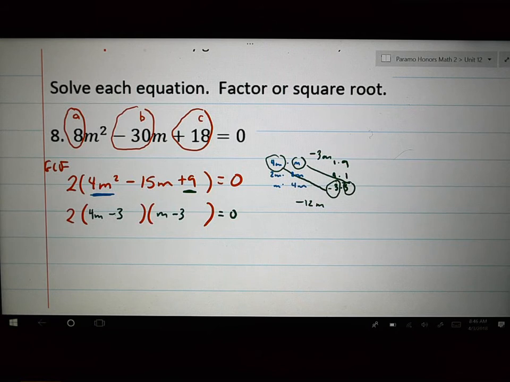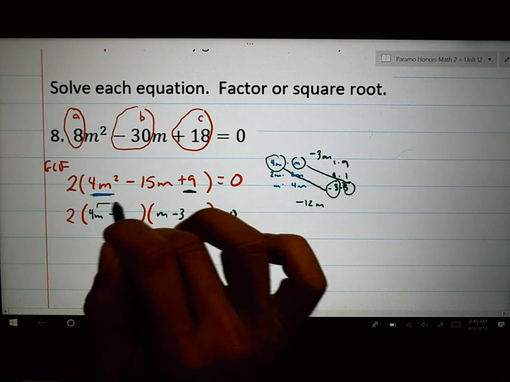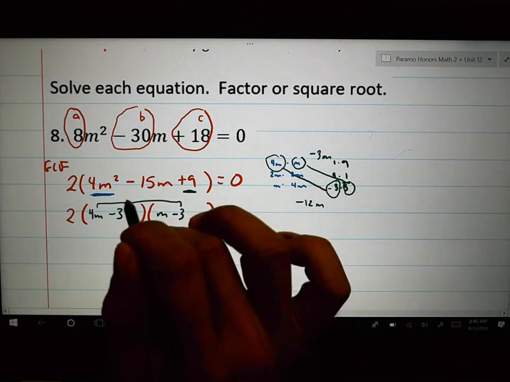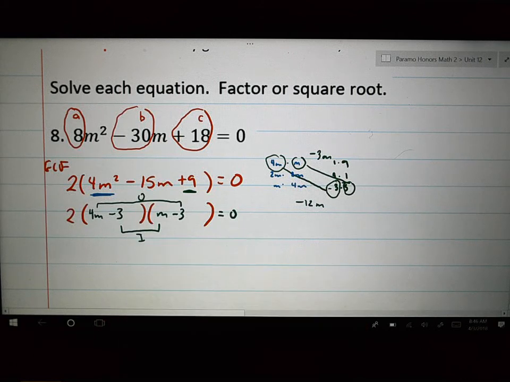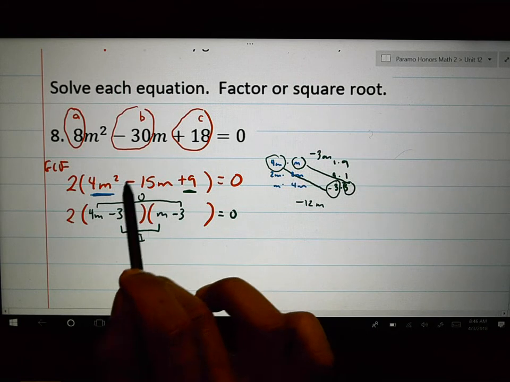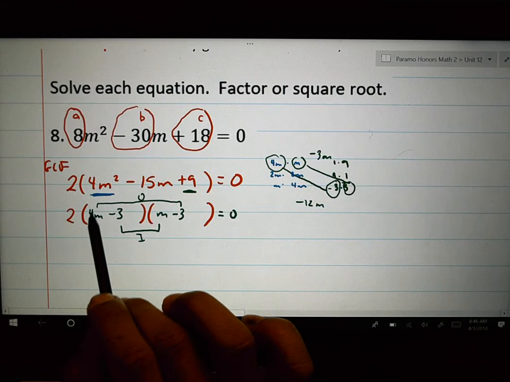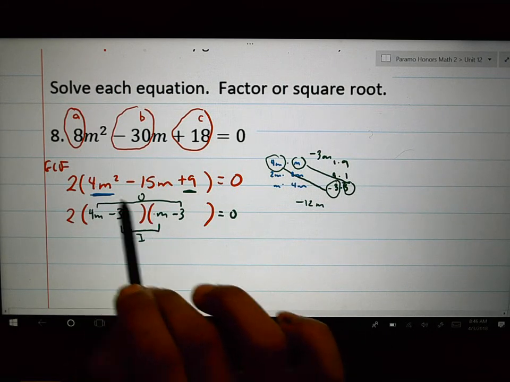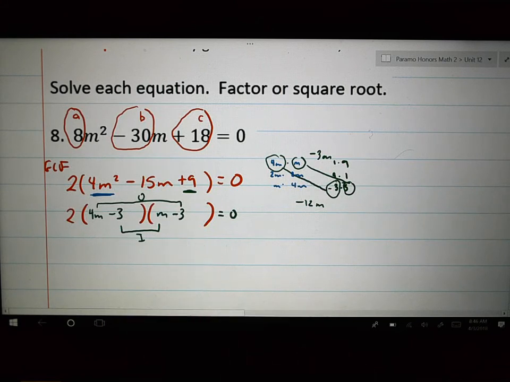The majority of you in this room will have to go back and remember how to do the factoring by guess and check. What are we checking? We're checking that the outside times the outside plus the inside times the inside, that sum will be that middle term right here, that negative 15. And ultimately, 4m times m should give you the first. The last times the last, a negative 3 times a negative 3 should equal a positive 9. If it doesn't, it means you've chosen the wrong factors.